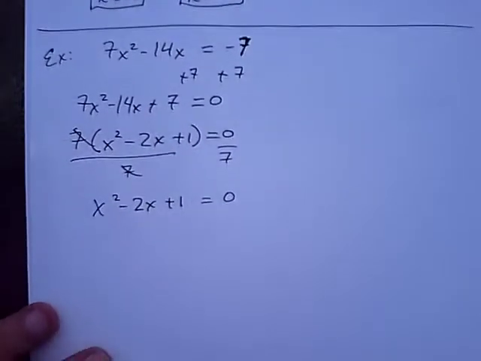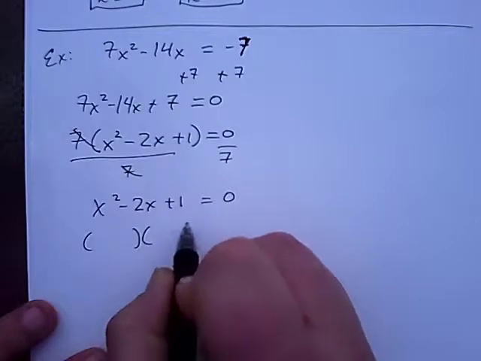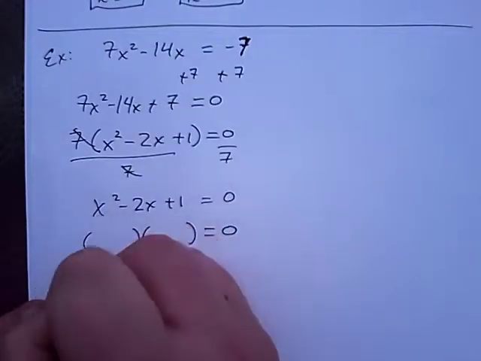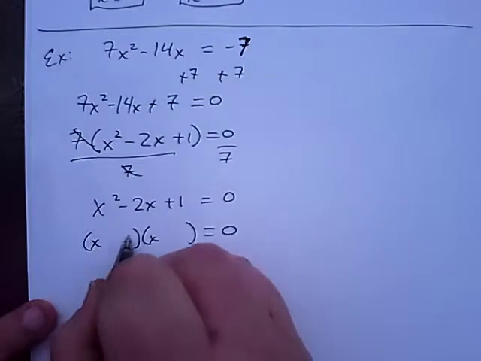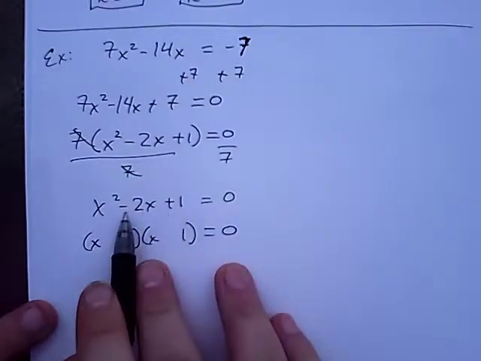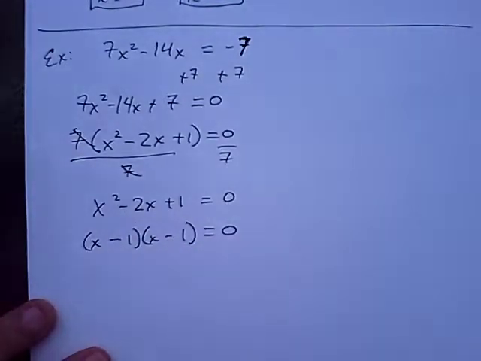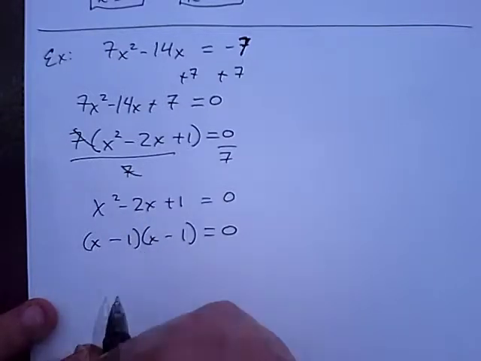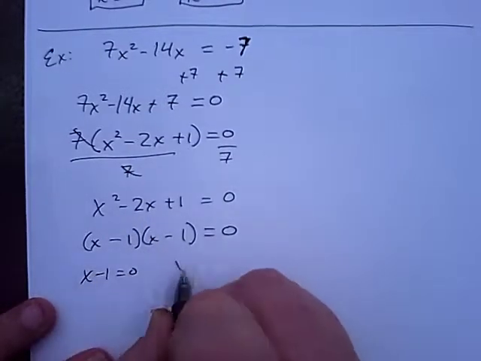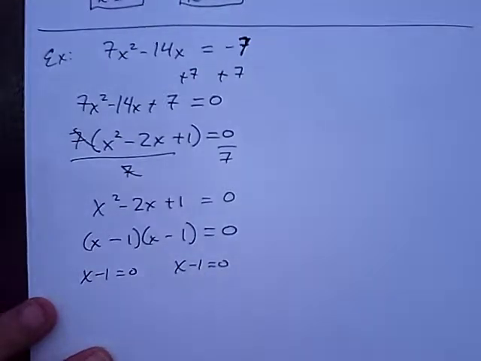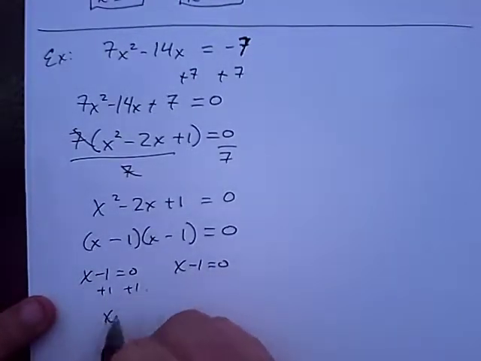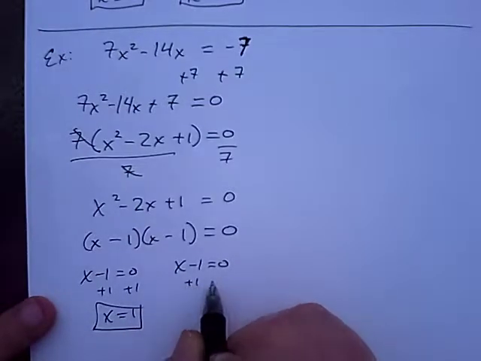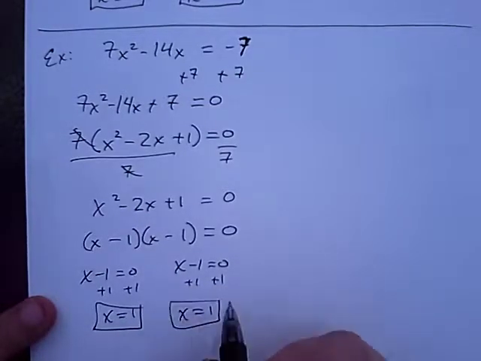And now I can factor this much easier. My only possibilities for x squared are x and x. The only possibilities for 1 are 1 and 1. Same sign, and they both have to be negative. So now I can take a look. Negative 1x is negative 2x. So yeah, I can now set each factor equal to 0, and I have my answers.